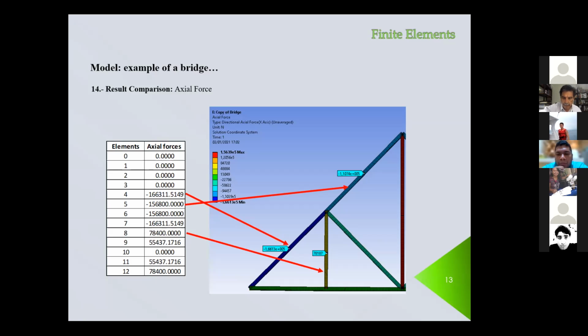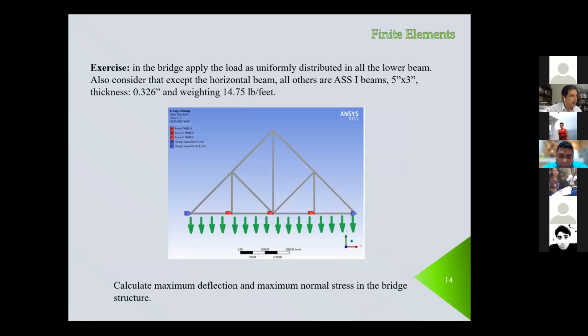Okay, so if you want to analyze when you apply force, you have to check whether this element that is in compression may be buckled or not. So this is the analysis. Okay, and that's all.